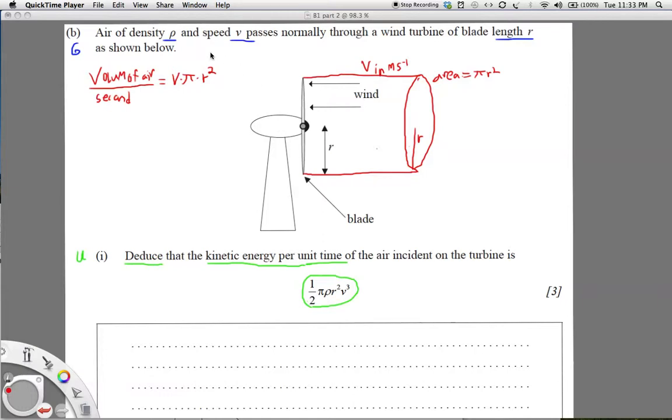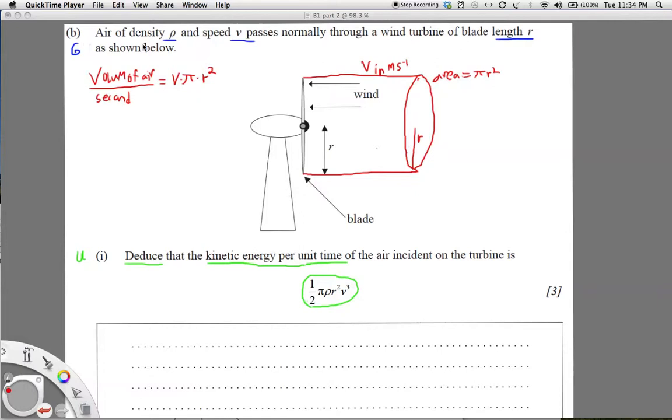All right. Now on to question 2. Air of density rho and speed v passes normally through a wind turbine of blade length r as shown below. Deduce that the kinetic energy per unit of time of the air incident on the turbine is 1/2 pi times rho times r squared times v cubed. That's a long equation there.